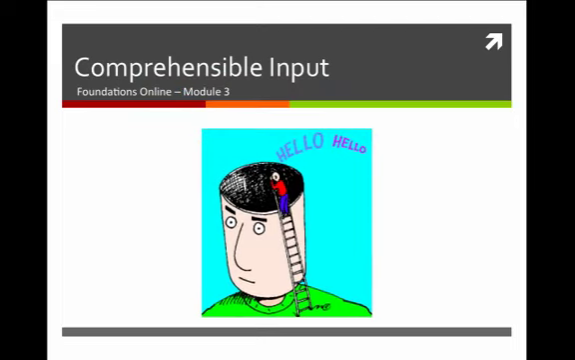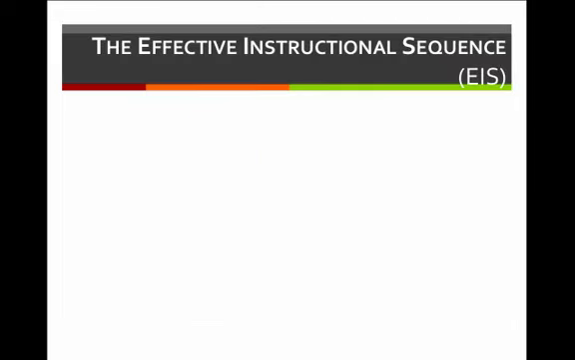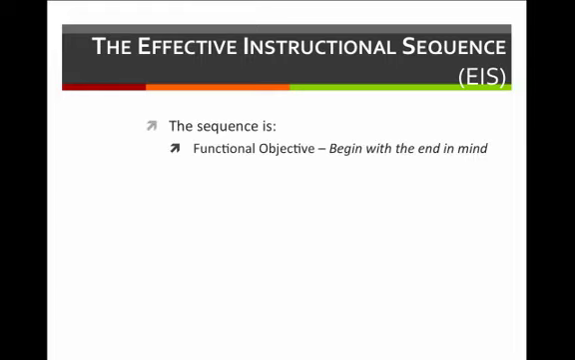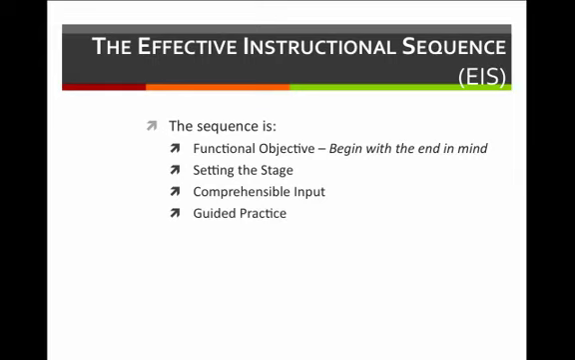First, let's begin with a review of the Effective Instructional Sequence, or EIS. The sequence is the functional objective, where you begin with the end in mind, then setting the stage, which you studied in the previous module, comprehensible input, guided practice, and application, extension, and assessment. We'll be focusing on comprehensible input in this module.